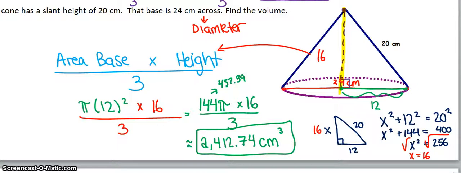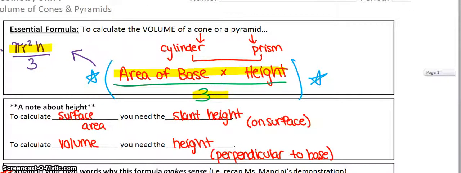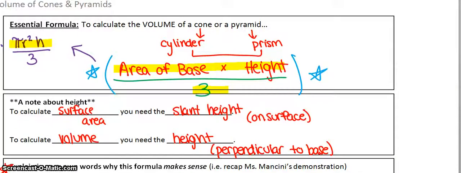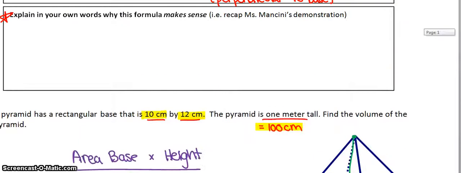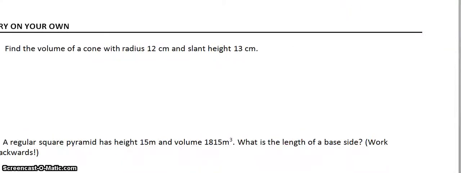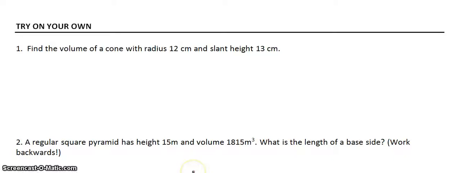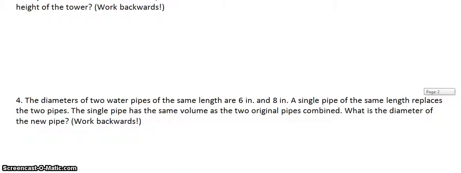Now this is how you find the volume of a cone or a pyramid. So it's like finding a cylinder or prism, except because it gets smaller towards the top, it's going to be a third of the size. Okay, so after the demonstration, you want to explain why this formula makes sense. And then I have some problems for you to try on your own, including a regular find the volume problem and some of those backwards problems that we've been working on.